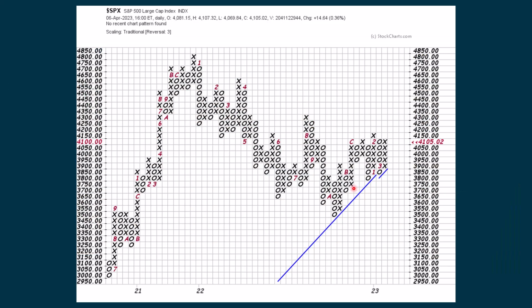The point and figure chart didn't have any additions to add or signals to generate. It's still positive overall with this blue line underneath price. When we go up, that adds X's to the chart. When we go down, that adds zeros.